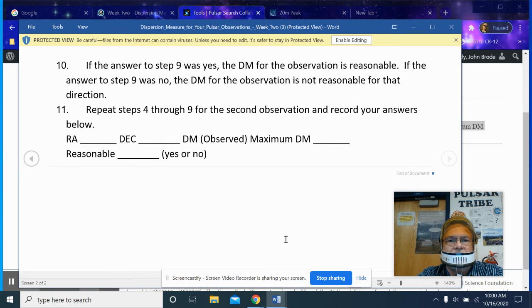And for number 10, it says, if you said yes, your observation is reasonable. What that means is we got a number that's within the range of what's expected for that direction. Sometimes you'll get something that's too high or too big, and that would be not reasonable, which probably means there's some kind of interference that caused a bad number.